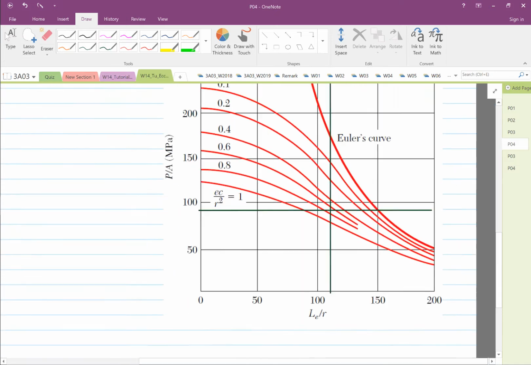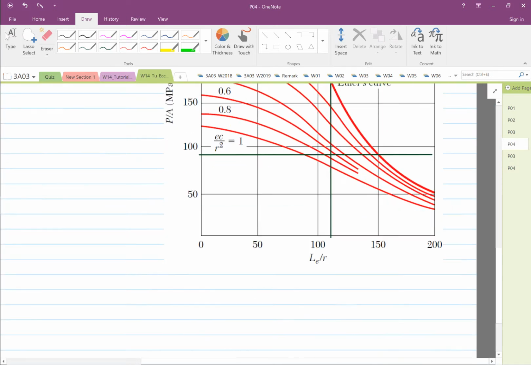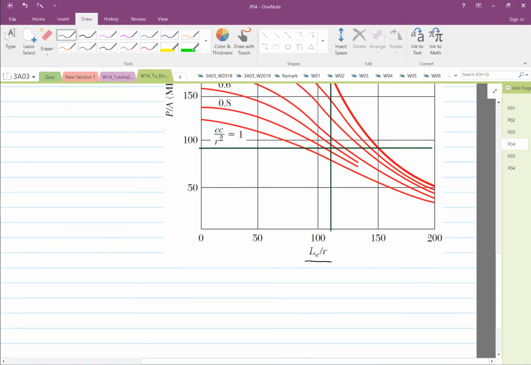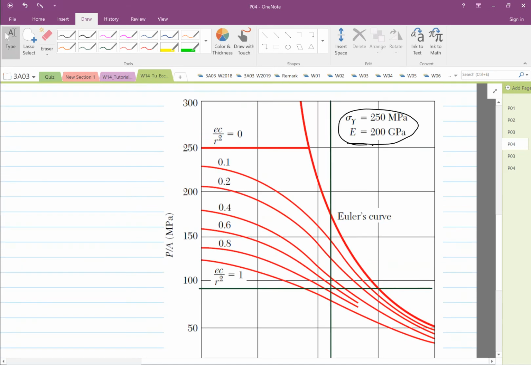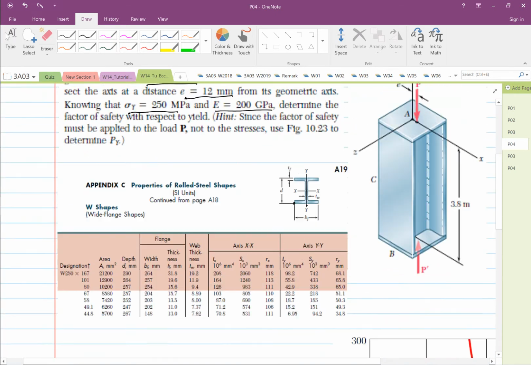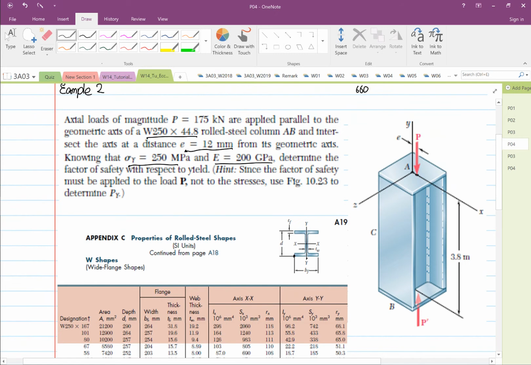So what we are going to find now is our L over R, and then we have to find our EC over R squared. Then we can relate to our P over A. And with our P over A, we are given the load. We're given the load of 175, and then we can calculate our area. And then we go from there.